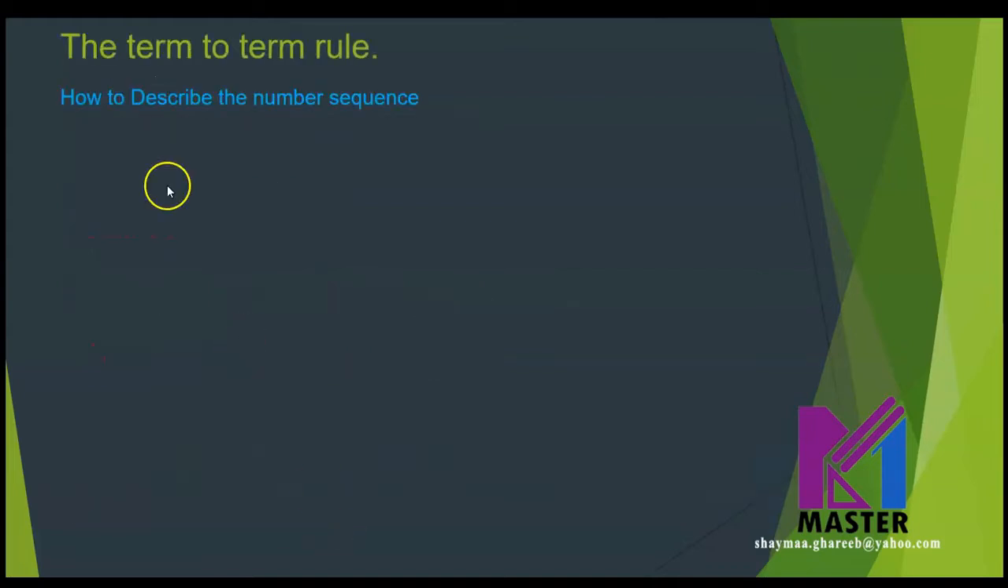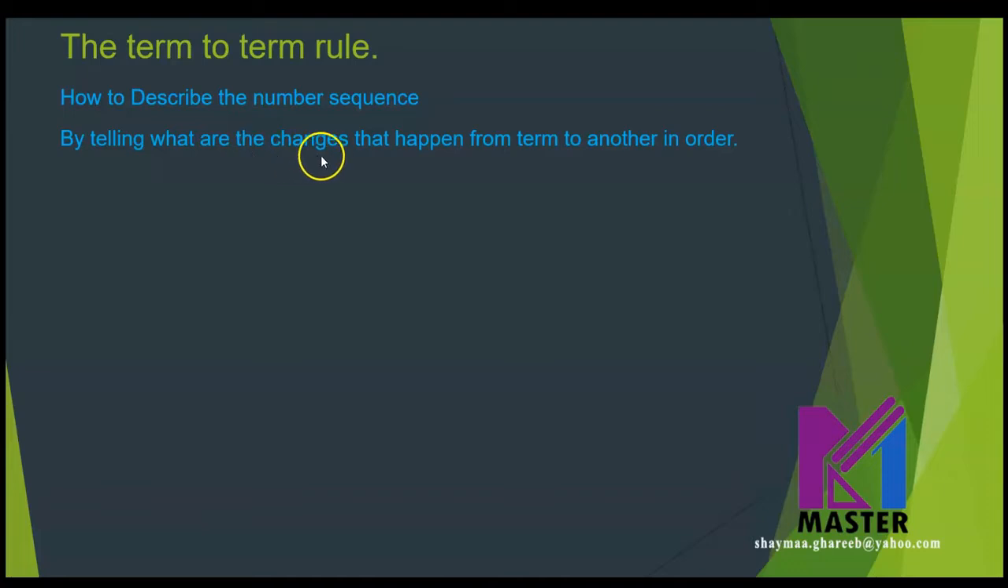Okay. Now let's talk about the term-to-term rule. The term-to-term rule is a rule that describes the number sequence by telling what changes happen from one term to another in order. Let's see by example. Look at this number sequence. So we said term to term. From its name, it's from one term to another. So what are the changes that happened here?